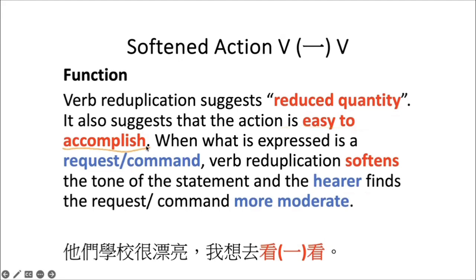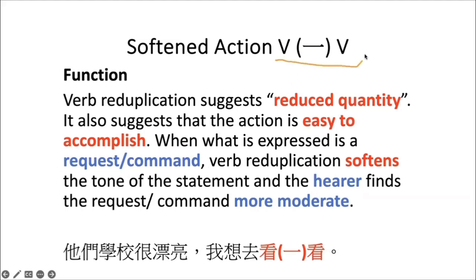to accomplish. And if the speaker wants the listener to do something, to request or command the listener to do some action, the speaker uses the verb reduplication pattern to show a softened way to let the listener be more comfortable. And this verbal reduplication pattern in Chinese culture is a polite way to request or command the listener to do something.